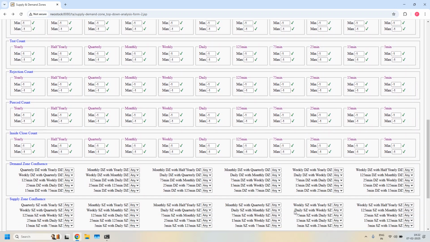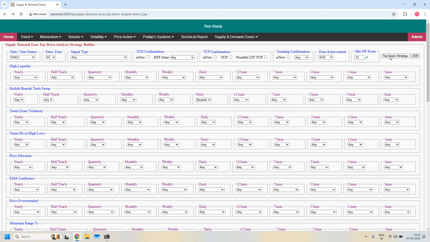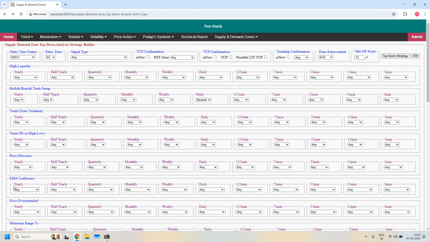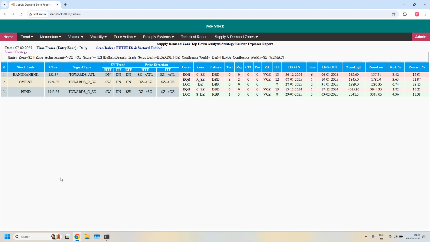So I am enabling the filter, daily supply zone with weekly supply zone confluence. All the 3 are filtered. Now let's verify, because all are downtrend, weekly trend. Let's check whether these weekly supply zones have weekly EMA, because the daily supply zone is a part of the weekly supply zone. So in the EMA confluence at weekly time frame, I am enabling the filter, weekly supply zone having weekly EMA confluence. With this filter, we got all the 3 stocks.